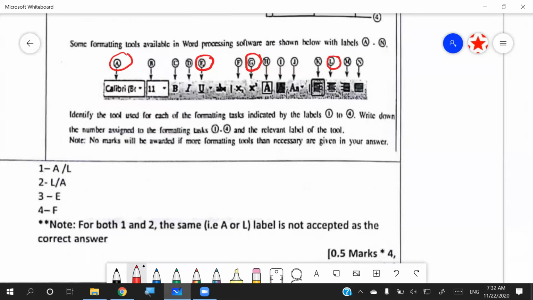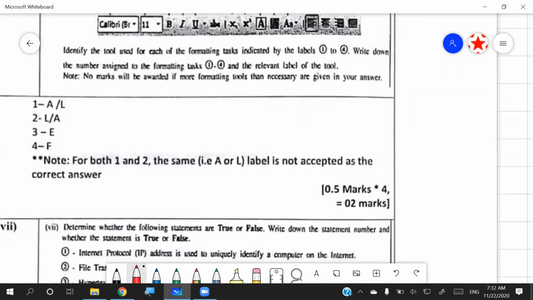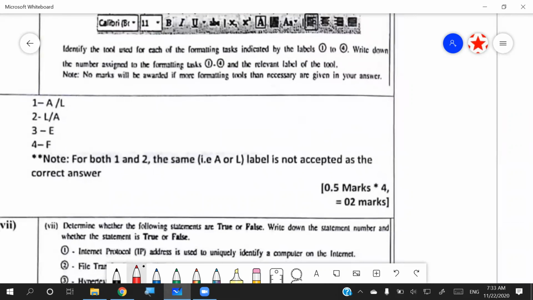So one is A or L, the second one is again L or A, like if you put A into the one, you have to put L into the two, likewise. And 3 is E, 4 is F. So 0.5 for each part. So you are going to take 2 marks for that.